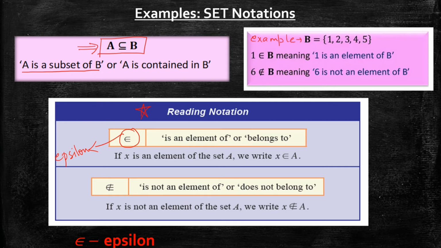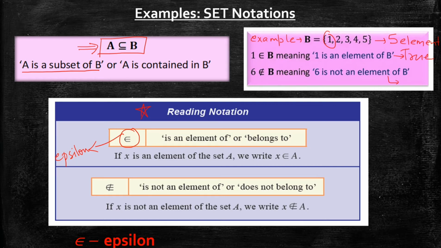I have this set B, and as you can see, this set has 5 elements: 1, 2, 3, 4 and 5. Now if I ask you, is 1 belonging to B? That means I'm asking you, is 1 an element of this set B or not? And yes, you can all see that it is there inside the set B, so that comes out as a true statement. Next I ask you, is 6 belonging to B? And all of you can see here, because there are only 5 elements, this is a false statement that 6 belongs to B.